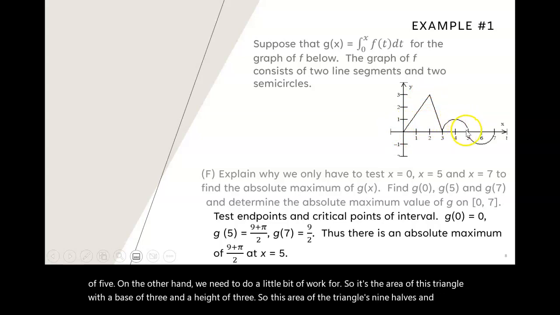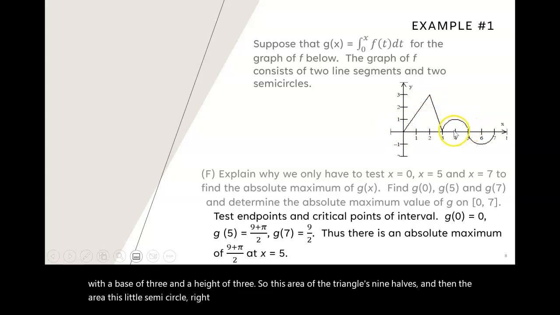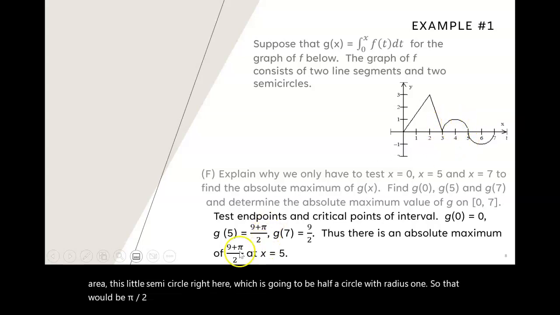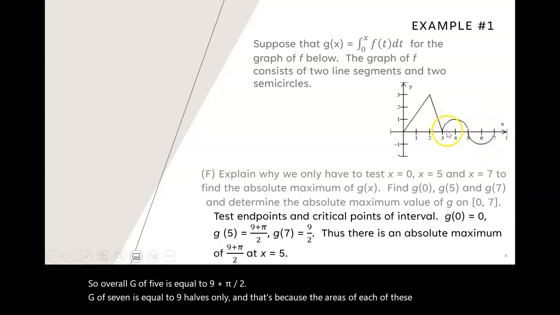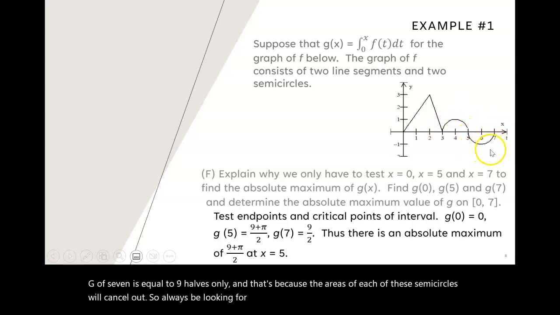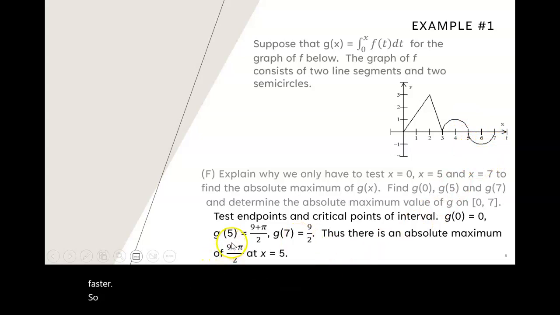And then the area of this little semicircle right here, which is going to be half a circle with radius 1, so that would be pi over 2 as its area. So overall, g of 5 is equal to 9 halves plus pi over 2. G of 7 is equal to 9 halves only, and that's because the areas of each of these semicircles will cancel out. So always be looking for some symmetry. It'll make these problems go a lot faster. So therefore, the absolute maximum is 9 halves plus pi over 2, which occurs at x equal to 5.